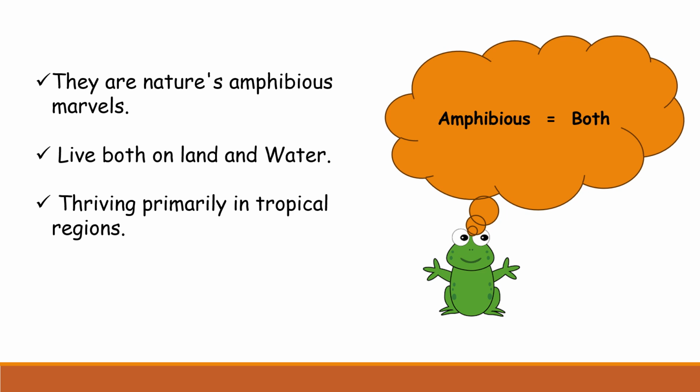Amphibians are one of nature's marvels, because we can observe that they can live both on land and in water. That's actually what the name Amphibia itself means: amphibious, meaning both. That means they can live on land as well as in water. They thrive primarily, mostly, in the tropical regions.